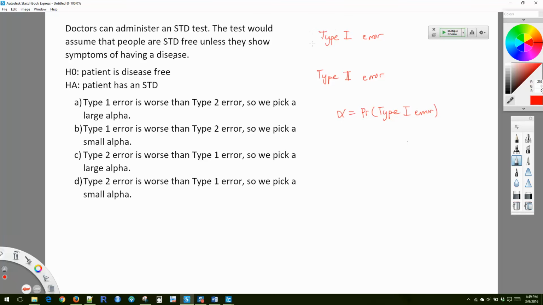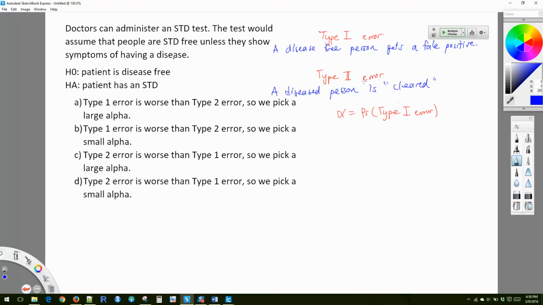Okay, so a type 1 error is a disease-free person gets a false positive. That's unfortunate, we don't want that. But the type 2 error I think is worse: a diseased person is, quote, cleared. And this will cause transmission or spread of the disease. So this is a bad thing.